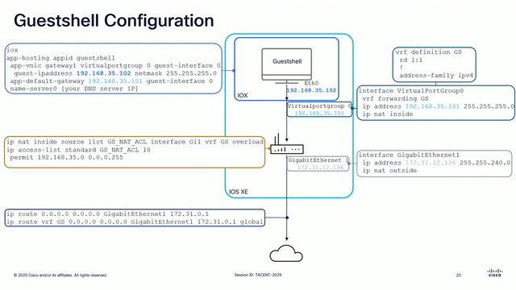Finally, in order to allow that translated traffic to then be sent to the next hop off of GigabitEthernet 1, we need to define a static route, and we're going to put the global keyword at the end of that to allow the traffic from the guest shell VRF to be routed out GigabitEthernet 1 on the global routing table.